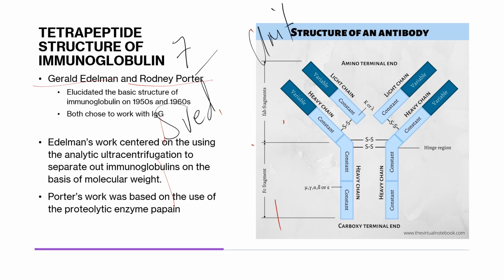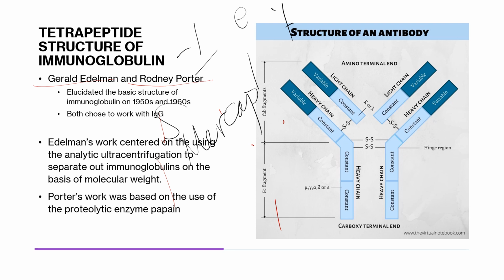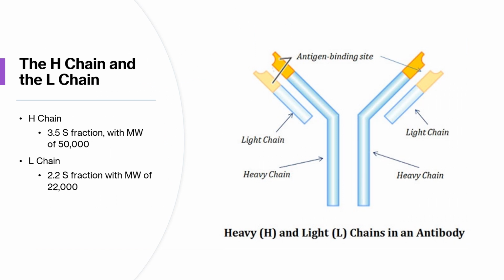Now, on obtaining a purified preparation of IgG, Edelman this time used 7M urea to unfold the molecules. Once unfolded, the exposed sulfhydryl bonds could be cleaved by a reducing agent called mercaptoethanol. So mercaptoethanol is the reducing agent. After such treatment, the material was subjected again to ultracentrifugation and two separate fractions were obtained. In the next slide, we can see the two separate fractions.